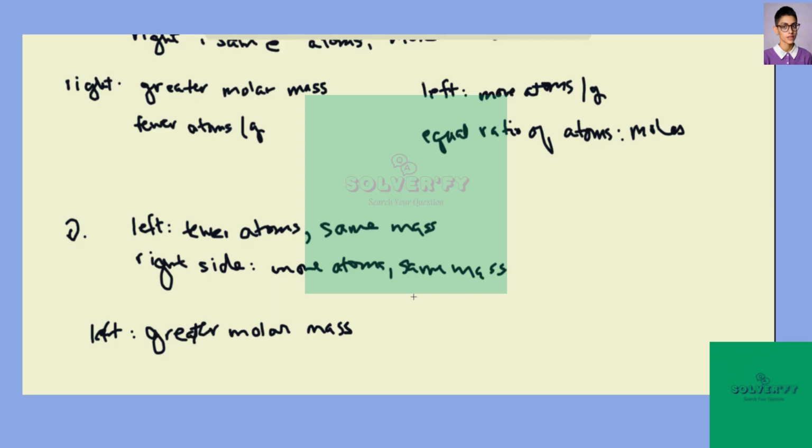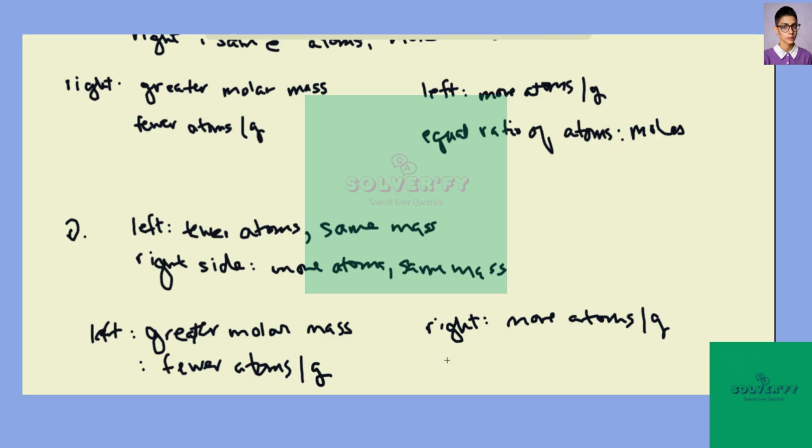Considering the ratio between atoms and grams, since they have the same mass, the more atoms, the greater that ratio. So the right side has more atoms per gram. The left side has fewer atoms. And finally, the ratio between moles and atoms is the same.